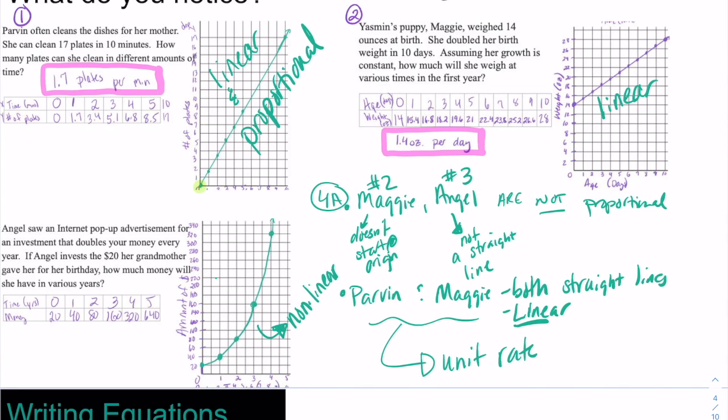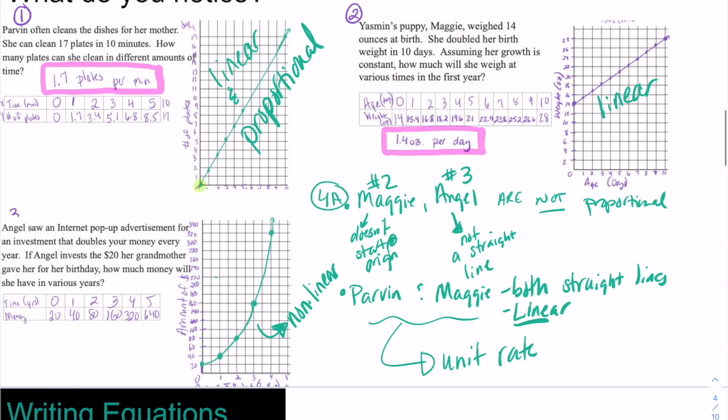For Angel's problem, number 3, it was not linear. We can look on the graph and see it's not a straight line. We have a curve. And then if we're looking at how much it's changing, plus 20, plus 40, plus 80. So the amount that it's changing by each time, the 20, 40, 80, is changing. So there's not a constant rate of change. The amount that it's changing is changing. So that one is non-linear.